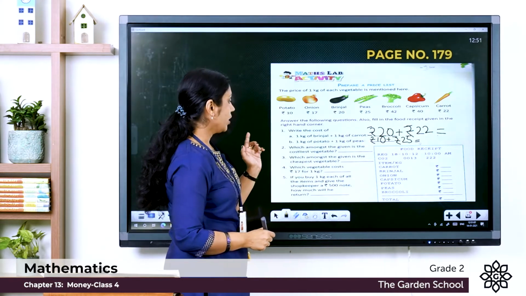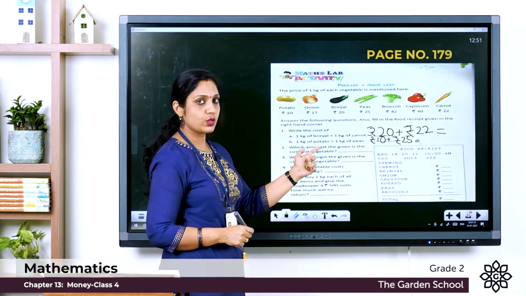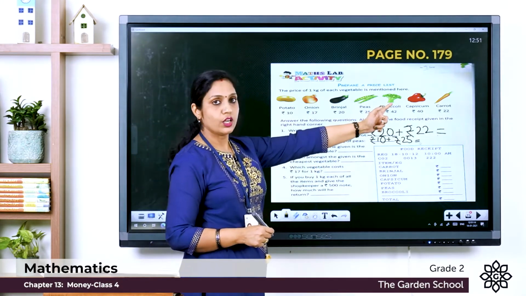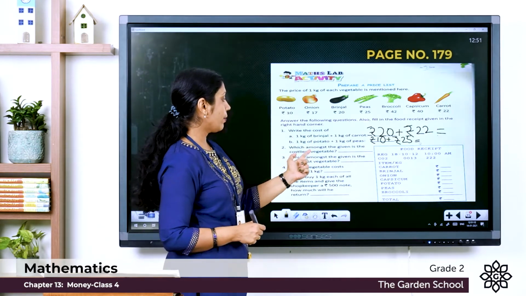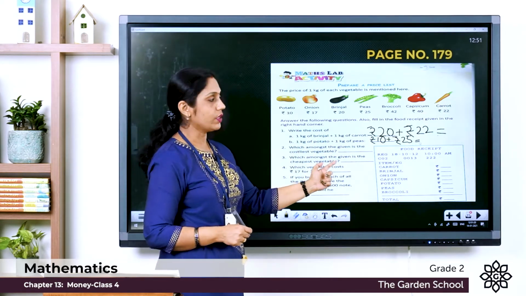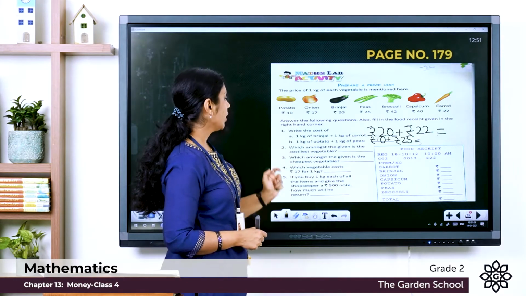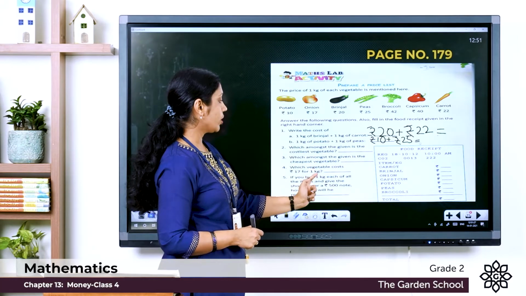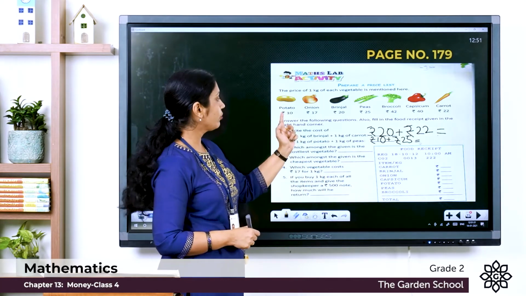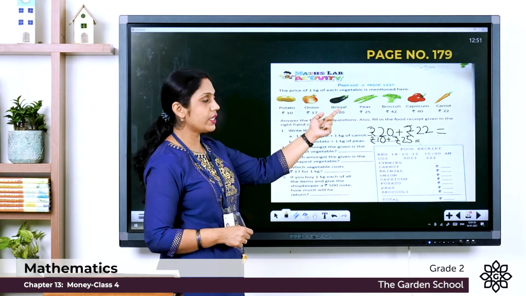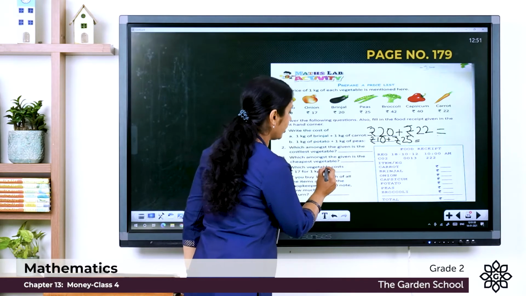The next question, second one, which amongst the given is the costliest vegetable? So here which one is the costliest. So find it out and write it. Third one, which amongst the given is the cheapest vegetable? So here, which is the cheapest one? Find it out and write it here in the third one. Fourth one, which vegetable costs rupees 17 for 1 kilo? So which vegetable costs here 17 rupees? It is onion. So write it onion. Here we can write onion.